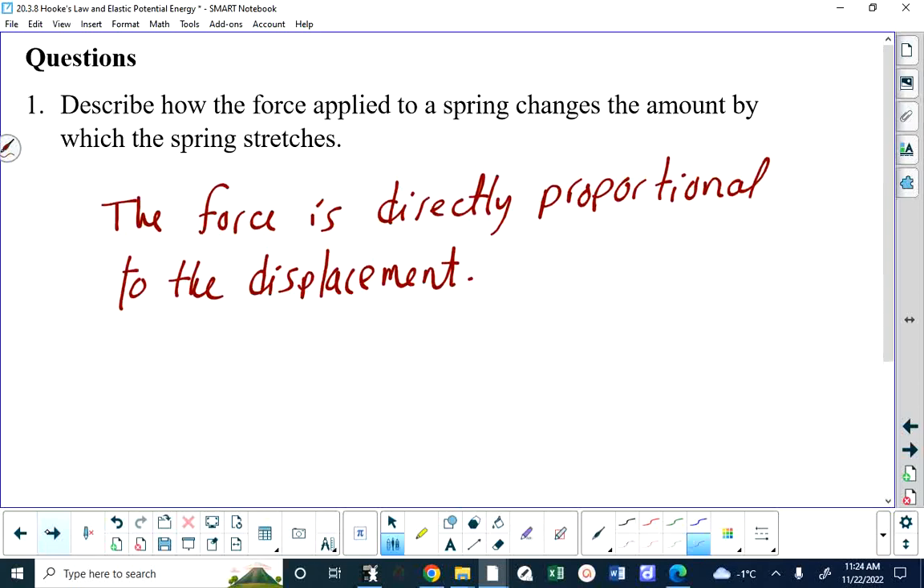This direct proportionality assumes that you don't ruin the spring by stretching it too much. Okay. A perfect example are the hair elastics that I use. I bought some new ones yesterday because the ones I use, after a while, they don't have as much tightness to them. They get stretched out of proportion.